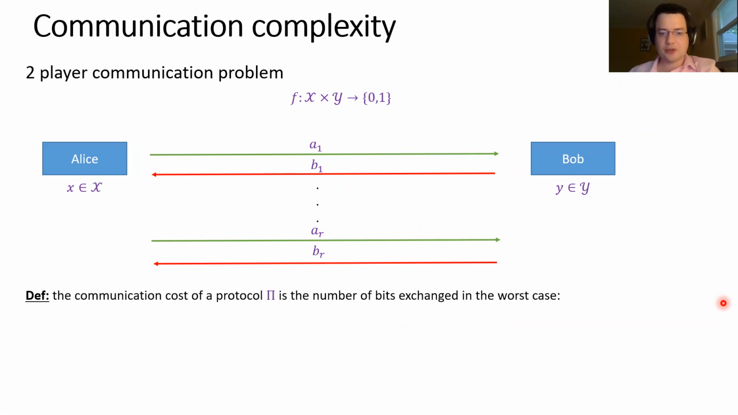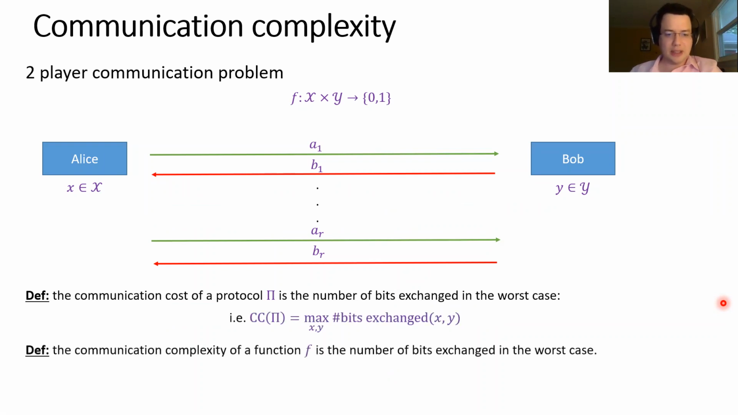The communication cost of the protocol is the number of bits exchanged in the worst case. And the communication complexity of a function is the number of bits exchanged by the best protocol in the worst case. So we are trying to find the lowest cost protocol. And this is true of all definitions. First you define a cost notion for a protocol, and then it gives rise to a complexity notion for a function as the lowest cost solution.